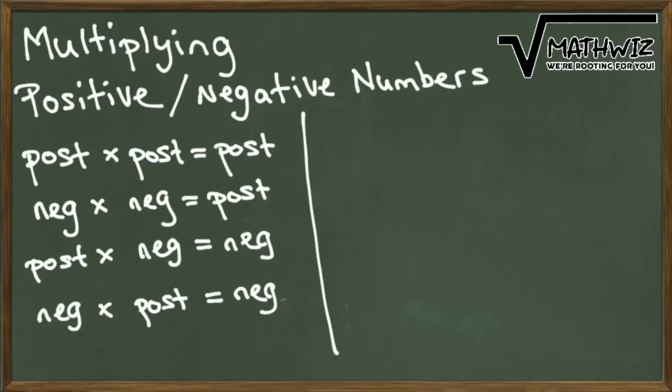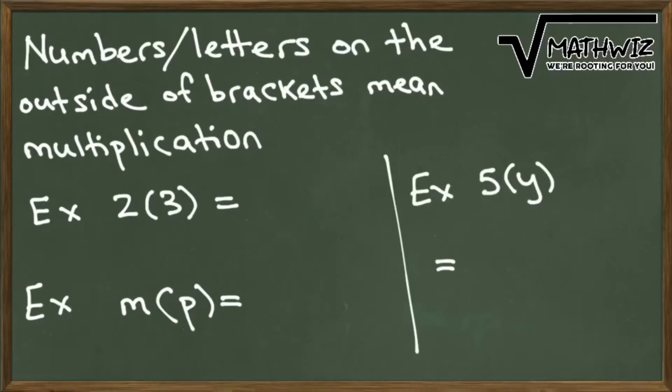Now, before we go into today's lesson, there is something we want to discuss. So we want to note that numbers or letters on the outside of brackets mean multiplication. So what do I mean by that? As you can see, we have 2 on the outside of those brackets, and so this in math really means 2 multiplied by 3.